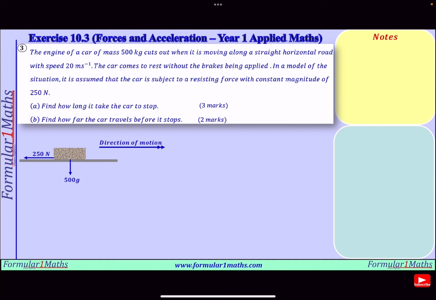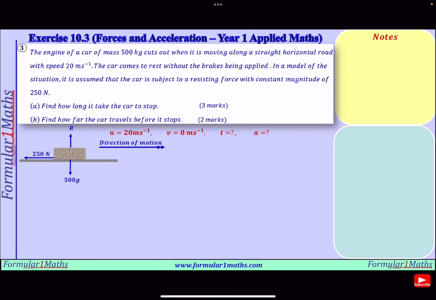There's a weight acting, and because of that, there's a normal reaction R. These two forces, though, will not have any effect on the motion in this direction. And because the car is not moving up or down, we will not use these two forces in our calculation. So the only force acting on the car horizontally is a 250 newton force. The car is initially moving at 20 meters per second. That means u is 20 meters per second. It will come to rest, so v equals 0. We need to find the time. But before we can find the time, we need to find the acceleration.